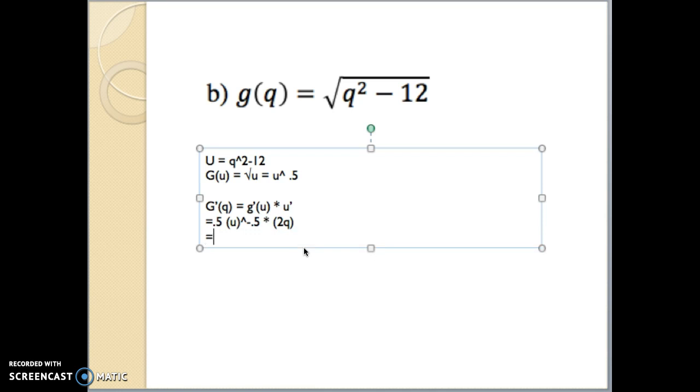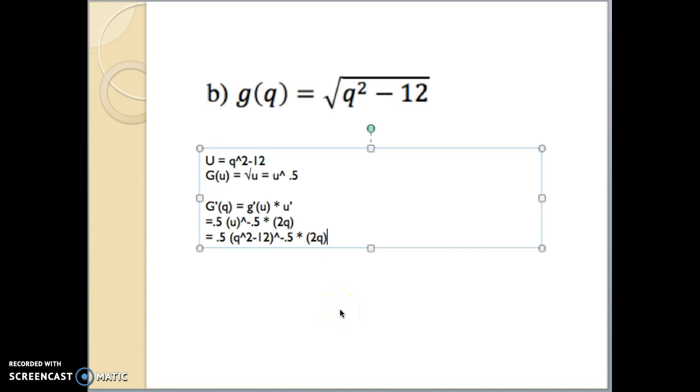And just like before, we're almost home free now. We would have our function almost done, but we have to put everything back into the original variable. So we're going to put everything back in terms of q. So it's going to be 0.5 times my q squared minus 12 raised to the negative 0.5, and then we multiply by 2q. And that's how it works.